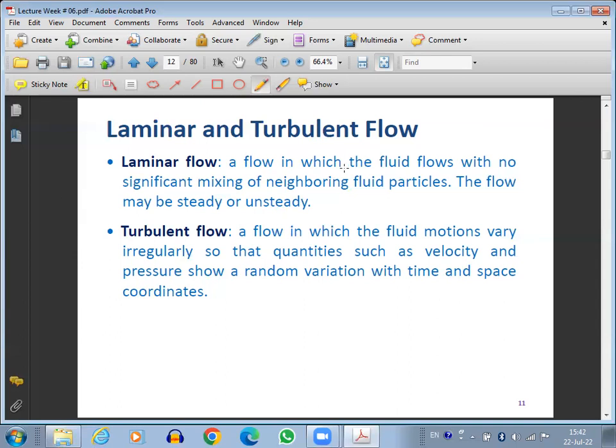Laminar flow is a flow in which the fluid flows with no significant mixing of neighboring fluid particles. The flow may be steady or unsteady. Turbulent flow is one in which the fluid motion varies irregularly, so that quantities such as velocity and pressure show random variation with time and space coordinates. These are the technical definitions. But in reality, physically, laminar means smooth flow, turbulent means disturbed flow. This is the definition.